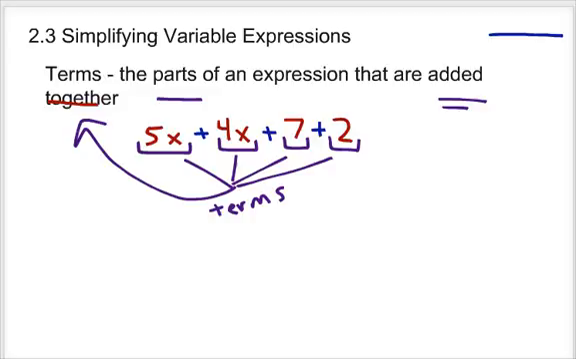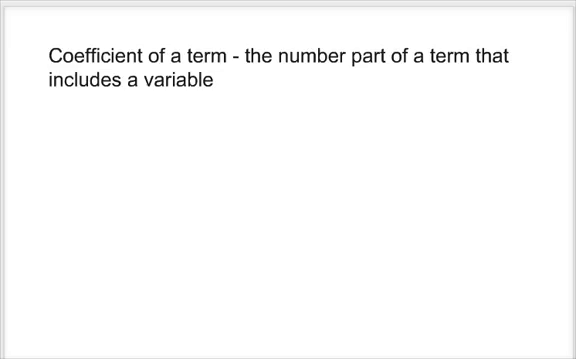Next one's one of my favorite ones for us to realize we have a word for, because we often try to say it and we can't figure out what that term is. And so I think it's nice to know that mathematical terminology. And that is the coefficient of a term. And you'll hear me use the word coefficient. We're going to learn what that is, because it's an important part of an expression.